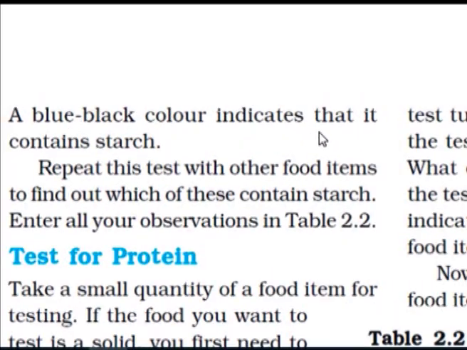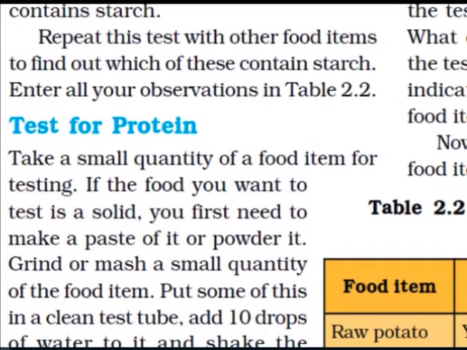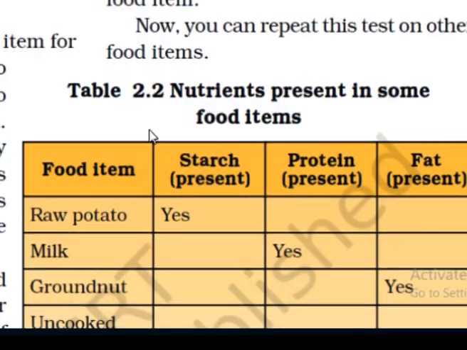Black color indicates that it contains starch. Repeat this test with other food items to find out which of these foods contain starch. Enter all your observations in table 2.2. See, raw potato, it has starch. The color will change to blue black.